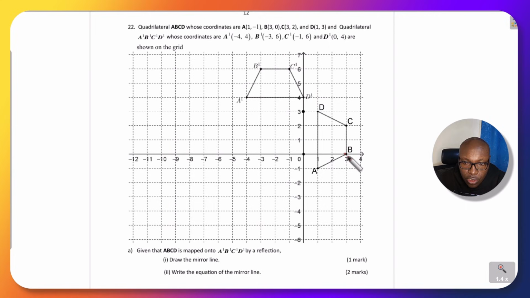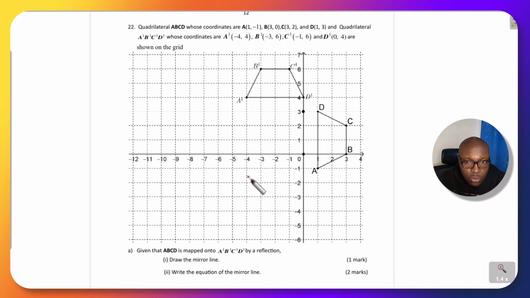Also, you can join any other point B to its image point B prime. Then you join that using a straight line, and then you construct a perpendicular bisector, simply because in a reflection, the mirror line is supposed to be exactly at the middle of the object and the image.